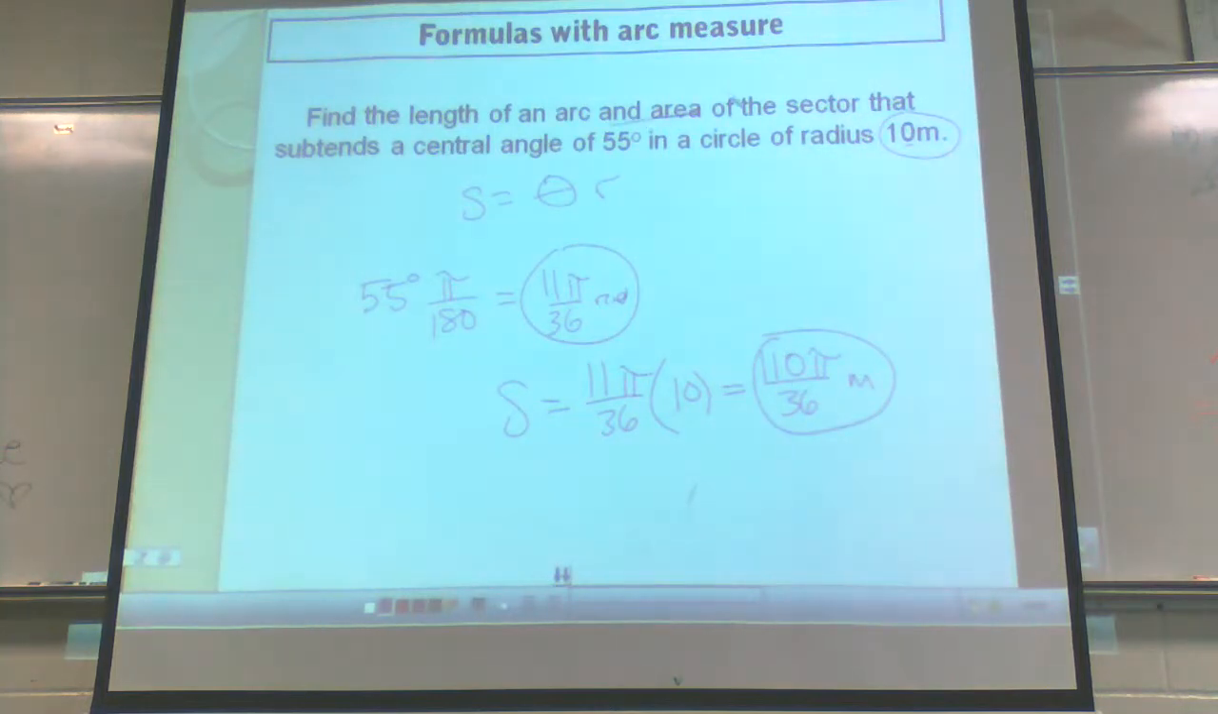Now for the area, guys, since it's already in radians, that means you could go up there and do the area formula, r squared theta. So area would be 10 squared times 11 pi over 36, which is, what is that multiplied? 50 times 11. I got it. That's 550 pi over 36.